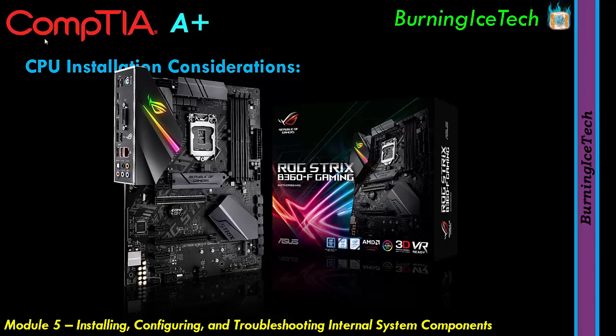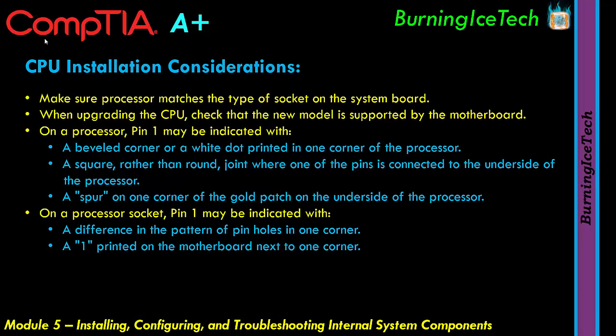Make sure the socket is the same size. Make sure the FSB is the same speed as well. That's the front side bus. When upgrading the CPU, check that the new model is supported by the motherboard. That is the FSB I was talking about. Just because the pin socket is the same does not mean that motherboard can handle that CPU. The CPU will physically fit onto the motherboard, but it might be too fast for that motherboard. Then what? So make sure the motherboard can actually handle the speed of that CPU in a nutshell.